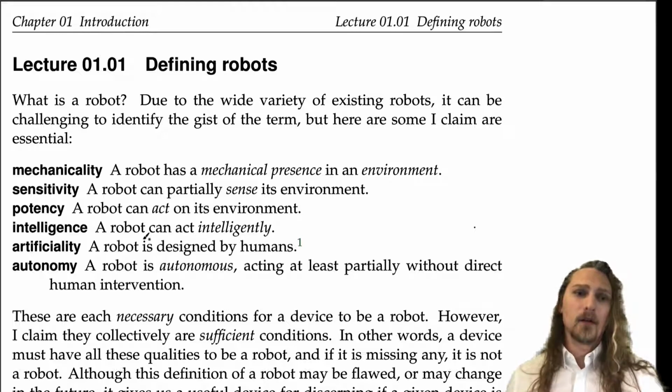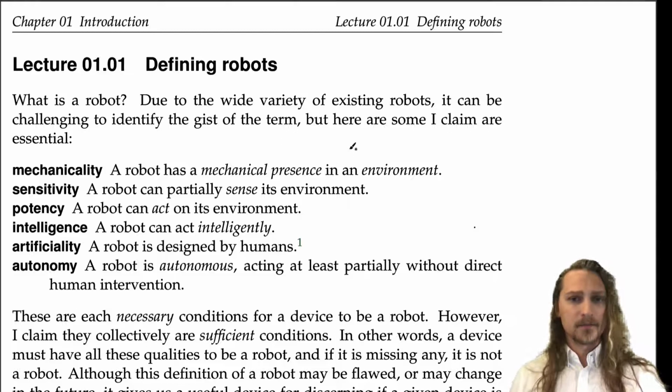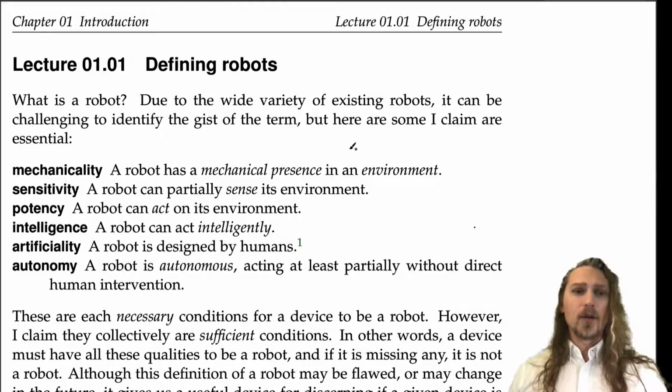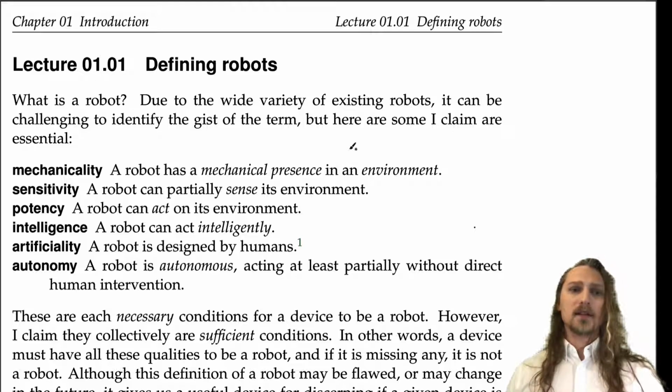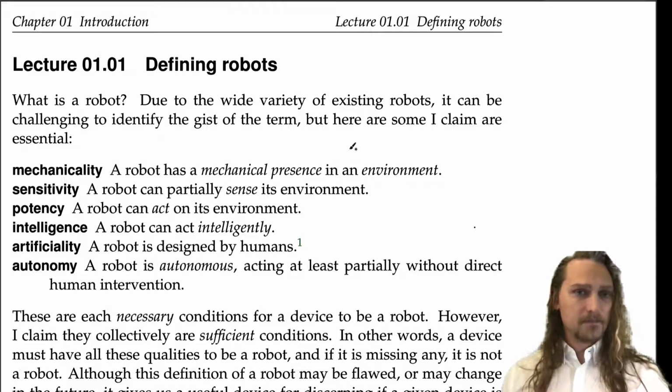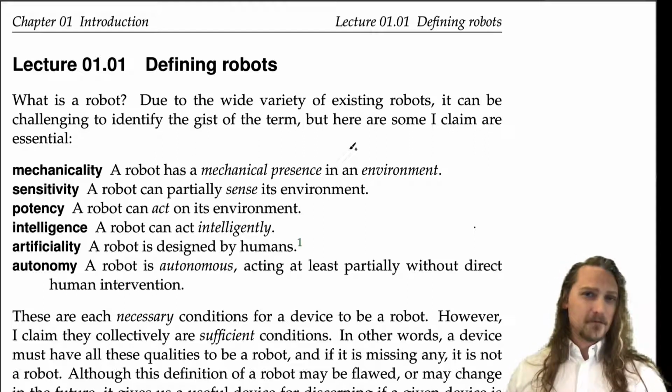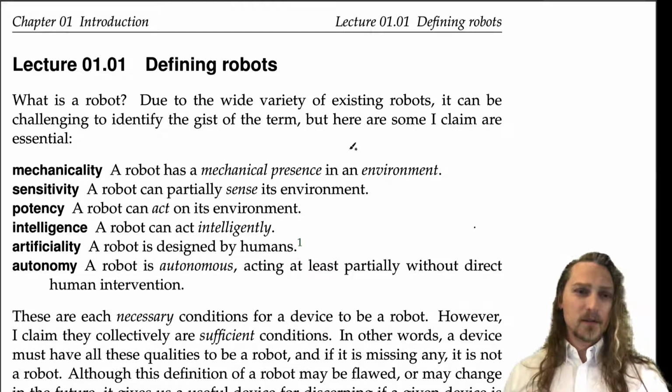Mechanicality. A robot has a mechanical presence in an environment. Another, sensitivity. A robot can partially sense its environment. Potency. A robot can act on its environment. Intelligence. A robot can act intelligently. It's a very loaded term, of course, and we'll have to unpack that later.